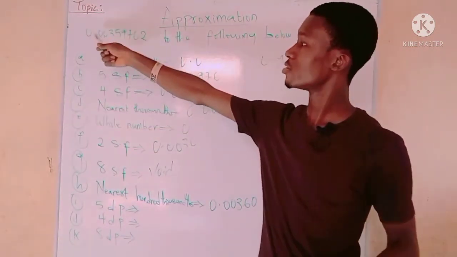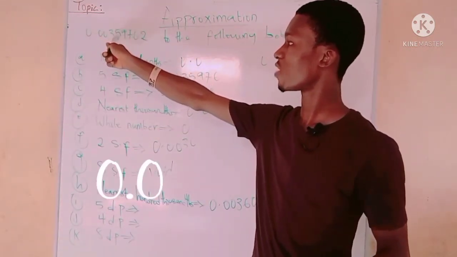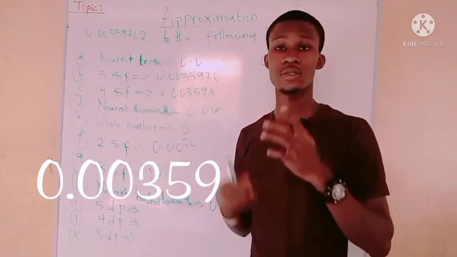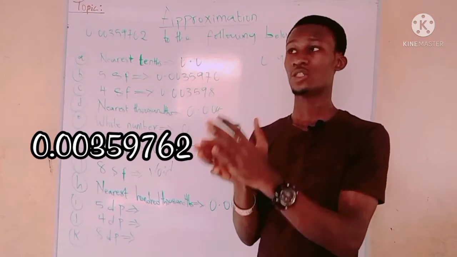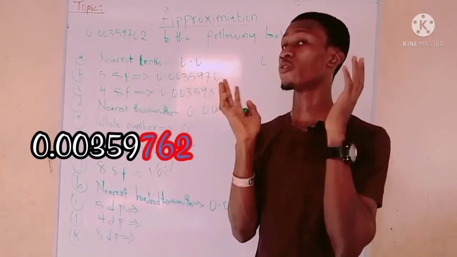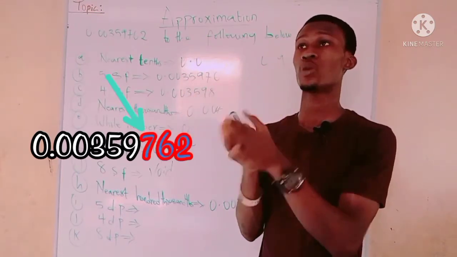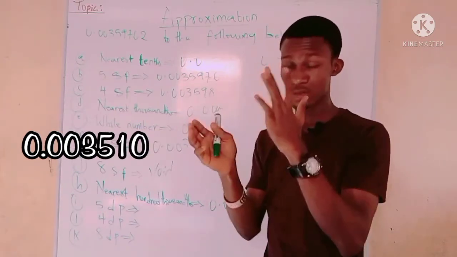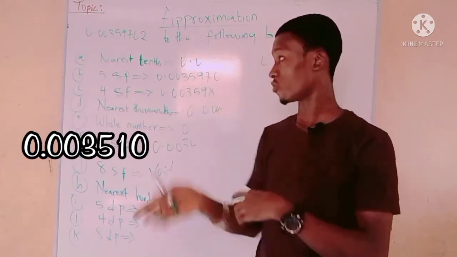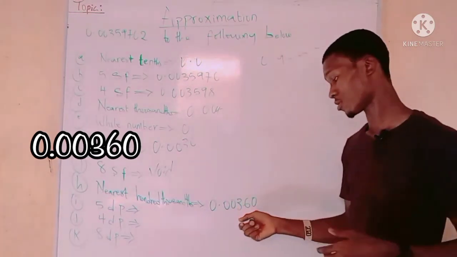Okay, we're writing 0.0359, but the rest of the numbers are vanishing away. Now, what's the first number to vanish? 7. So since 7 is the first number to vanish, we are going to add 1 to 9 to make it 10, and then instead of writing 10, we write 0 and add 1 to 5. And we're getting exactly this.